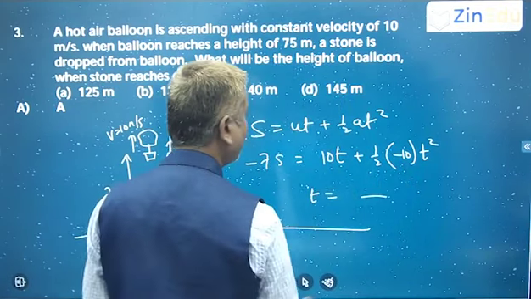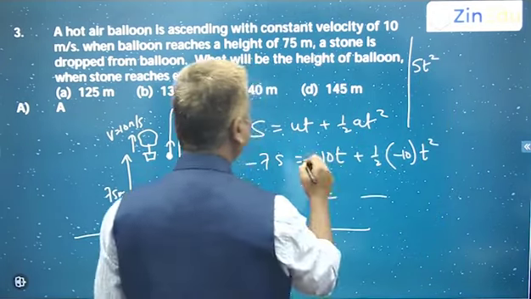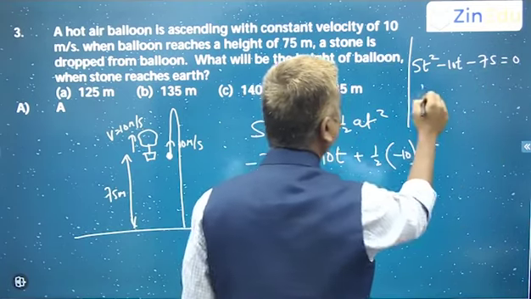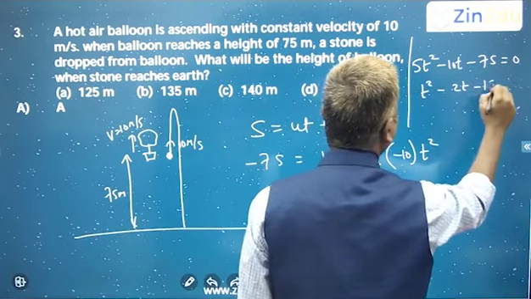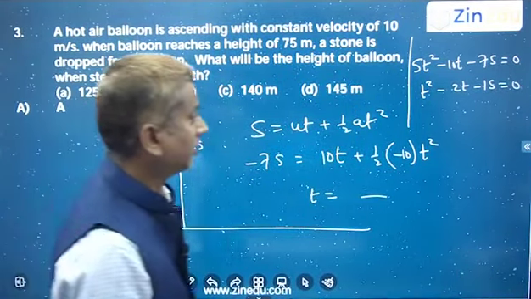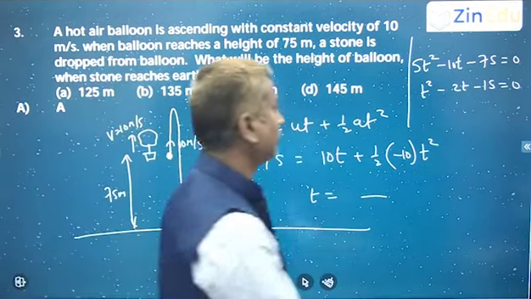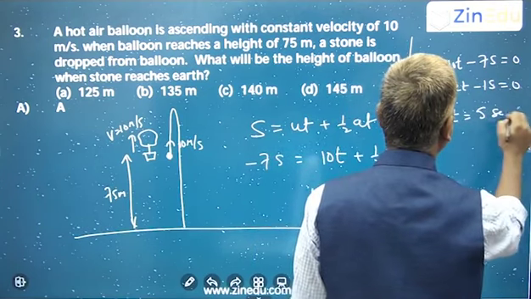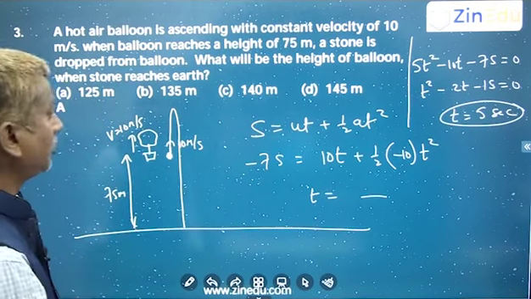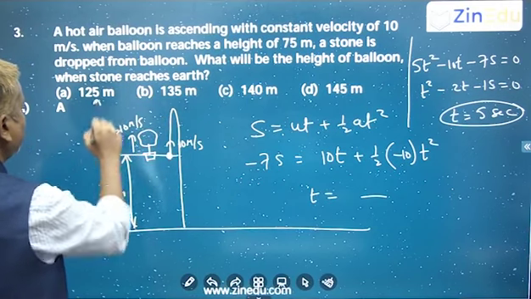If you calculate this, 5t square minus 10t minus 75 equals 0. That gives you t square minus 2t minus 15 = 0. Solving for t, you get roots 5 and minus 3. So t is equal to 5 seconds, and t equal to minus 3 cannot be negative. So in 5 seconds, the balloon will go an additional 10 into 5, 50 meters extra.